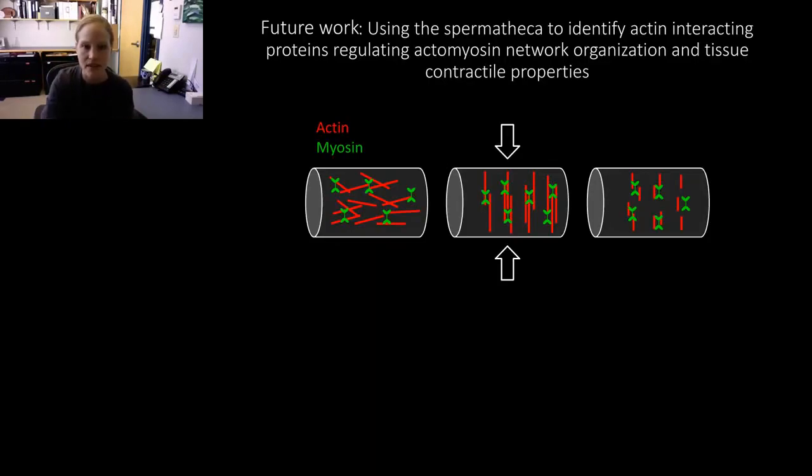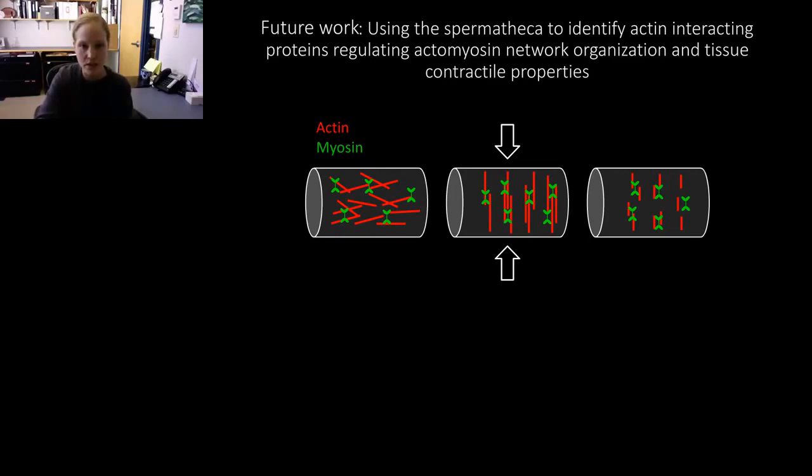Okay. And so, future work. What are we interested in doing next? Well, I focused so much today on actin and myosin, but really there are a lot of other proteins interacting with actin. Actin participates in more protein-protein interactions than any other protein in cells, and we know that it's not acting in isolation. So we're now interested in identifying other actin interacting proteins that are influencing things like the orientation of these actin bundles, and other actin interacting proteins that are affecting their connectivity. These will also be important for determining the contractile properties of this tissue.